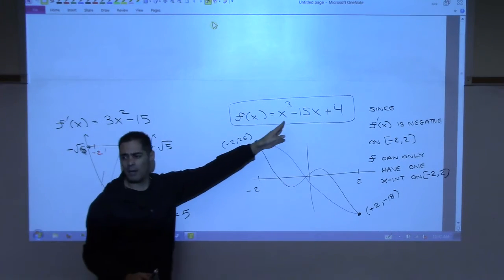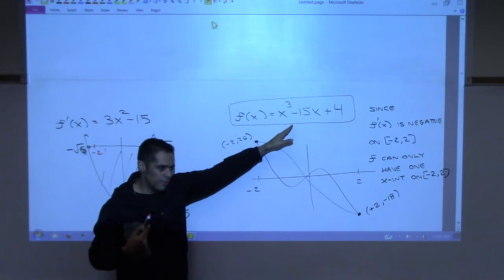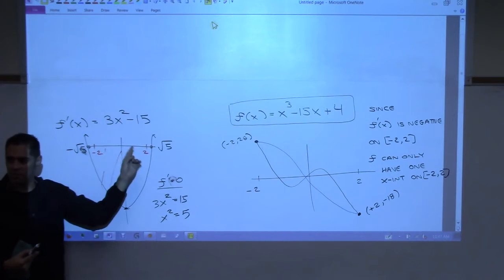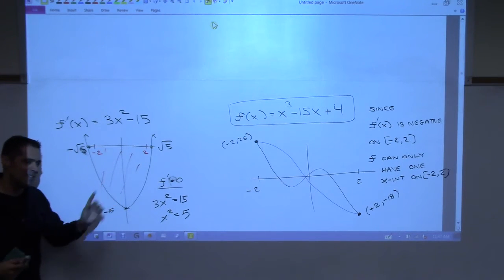If this was a 5th degree polynomial, you could have at most 4 turns because the derivative of that would be a 4th degree polynomial. It could have at most 4. Does that make sense? Yes. Okay. All right.